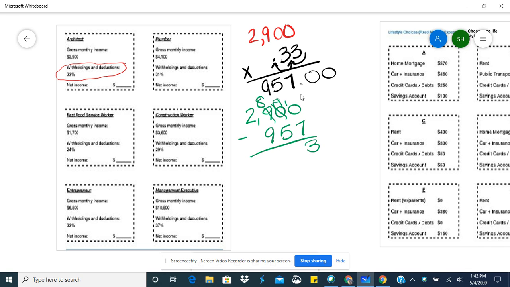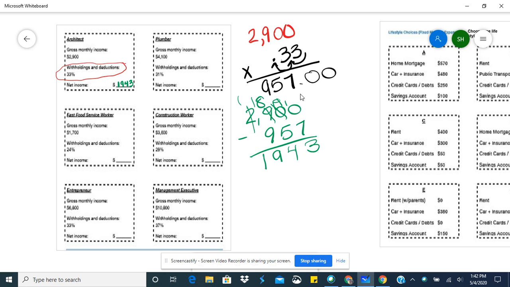9 minus 5 is 4. 8 minus 9. Can you do that? No, so you're going to borrow again. You're going to get 18 minus 9, which is 9. 1 minus 0 is 1. This is what I'm left with, $1,943. This is my total net income, so that amount will go onto this line, $1,943.